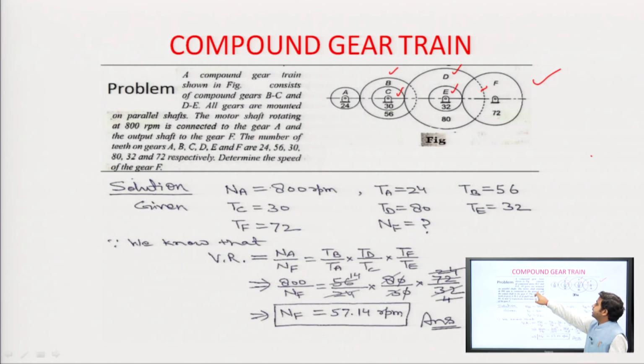The motor shaft rotating at 800 RPM is connected to gear A. The motor shaft means power shaft, means the shaft which has power, which is connected with gear A. So, gear A is the driver.